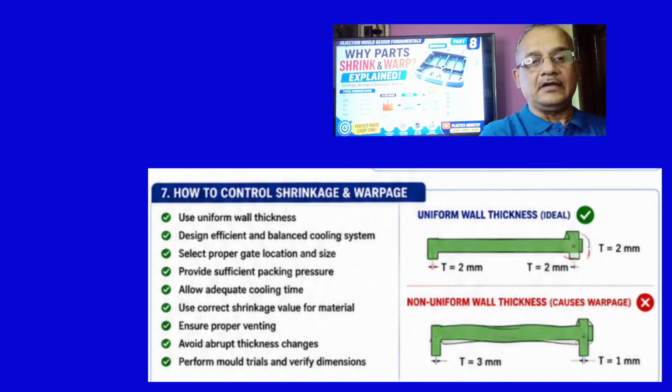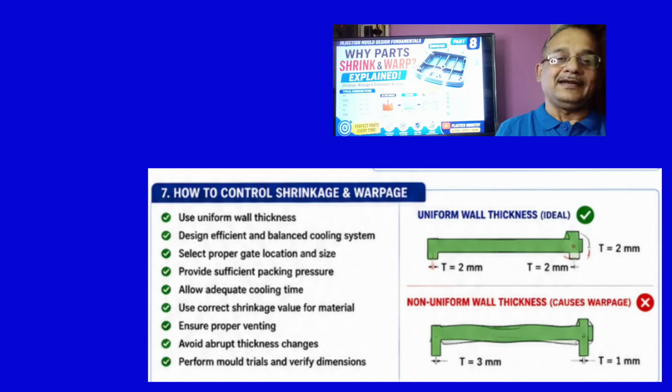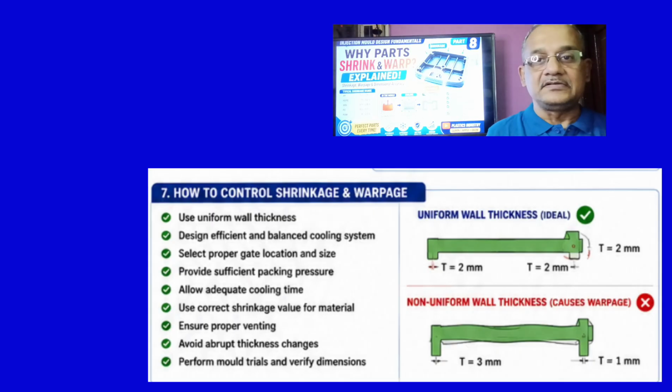Improving dimensional accuracy. To improve accuracy, use uniform wall thickness. Design efficient cooling channels. Select the correct gate location. Apply sufficient packing pressure. Allow adequate cooling time. Choose appropriate shrinkage values for the material. Design proper draft angles. Validate the dimensions through mold trials.